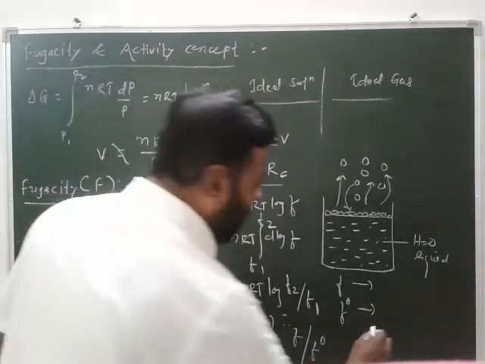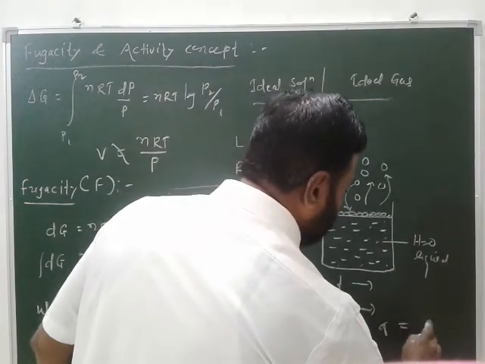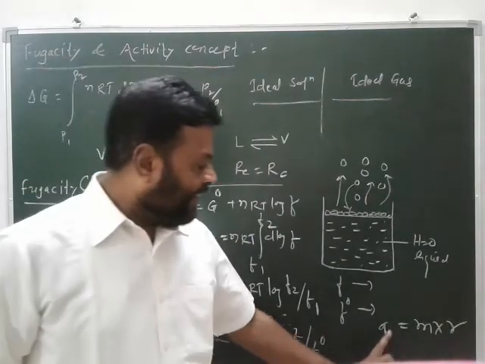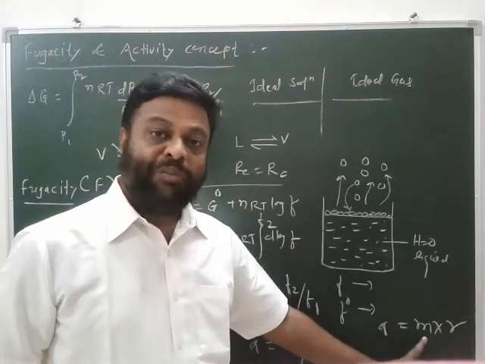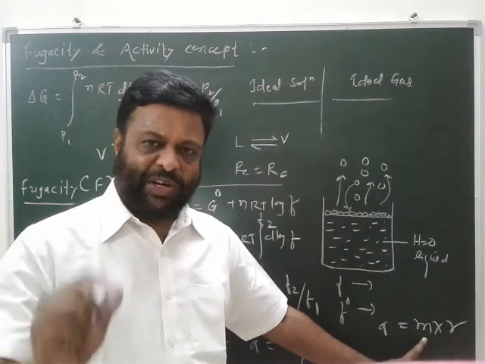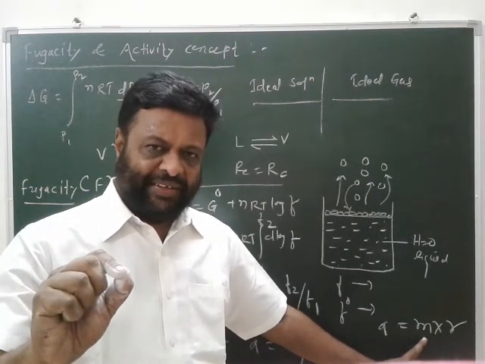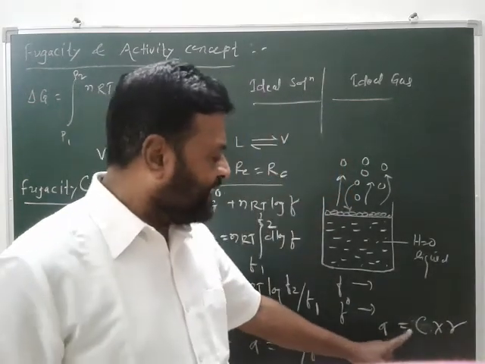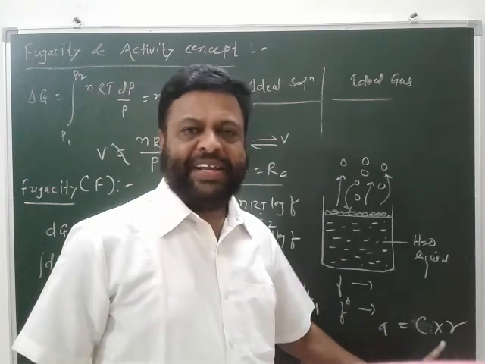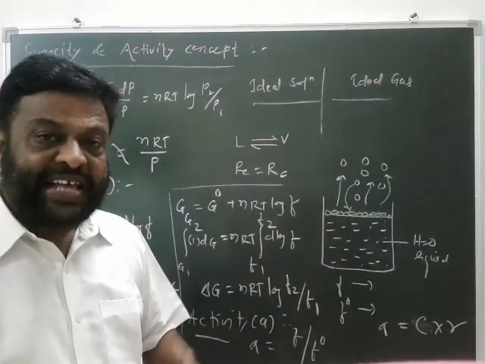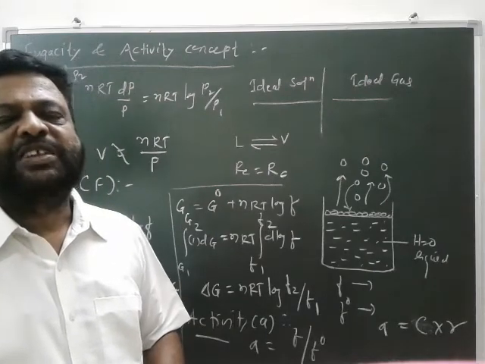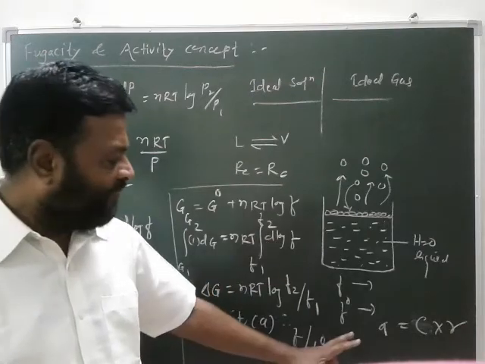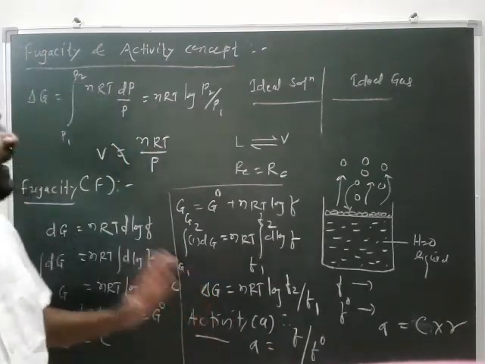Activity is also given by one more equation. Activity is equal to C multiplied by gamma, where C means concentration and gamma means activity coefficient. So activity is also defined as the product of concentration and activity coefficient. So this is the final equation. These are the two equations about the activity.